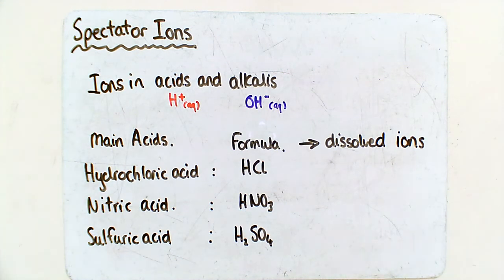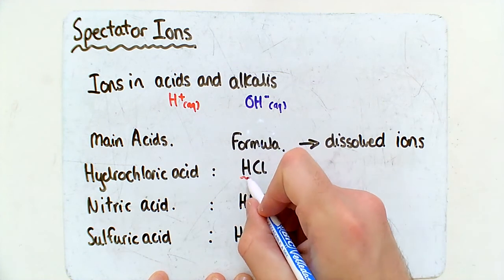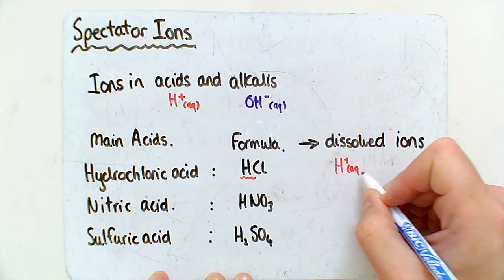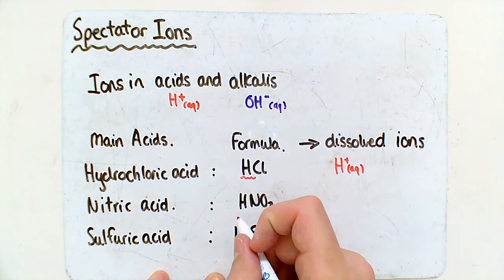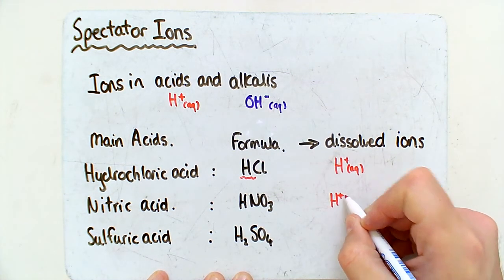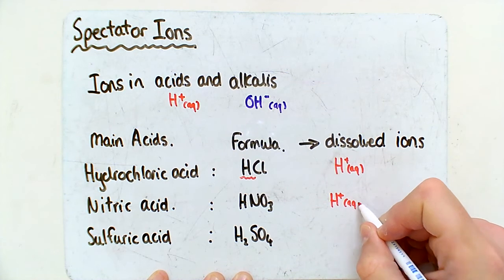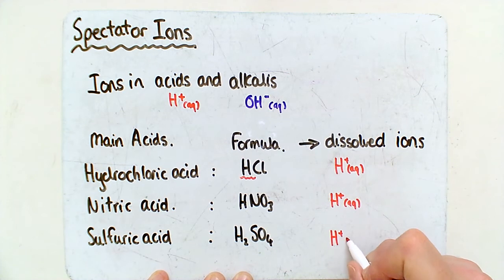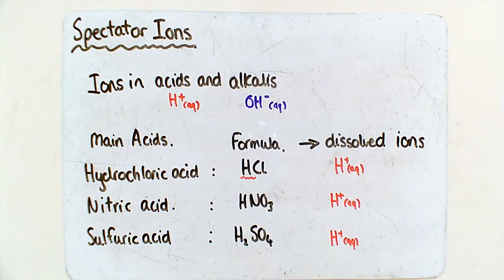Now in each case, we know we've got an H here, so we need an H+(aq). We've got one H here, so we get H+(aq). We've got H here, so again, we get H+(aq). But with sulfuric acid, we have 2 H's, so we write a 2 here to show that we get 2 of them whenever it dissolves.